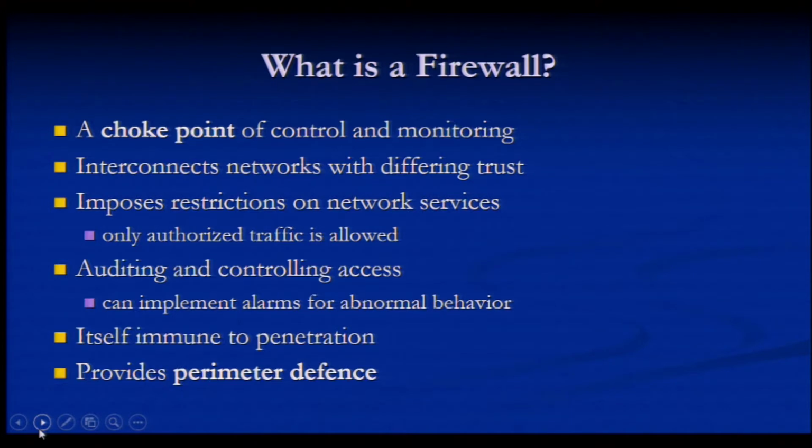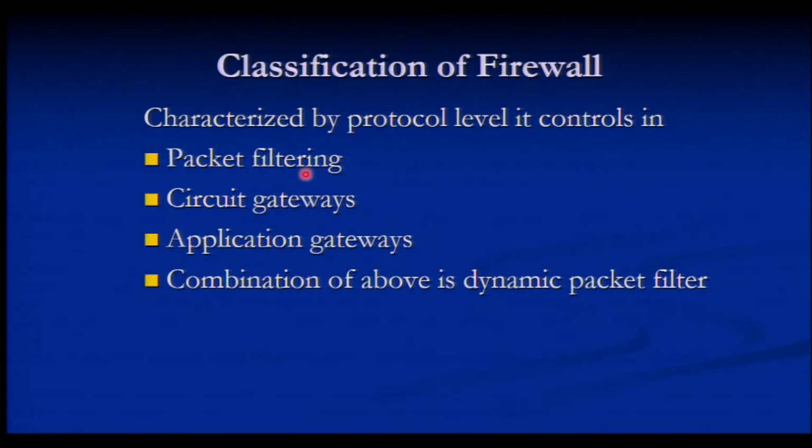So, it provides what is called a perimeter defense, which is just on the borderline, doing packet filtering, circuit gateways, application gateways. A combination of the above is a dynamic packet filter. We can talk about the packet. At every packet transmission, we will check whether this packet can go out or this packet can come in. That is a policy level decision which we need to take.